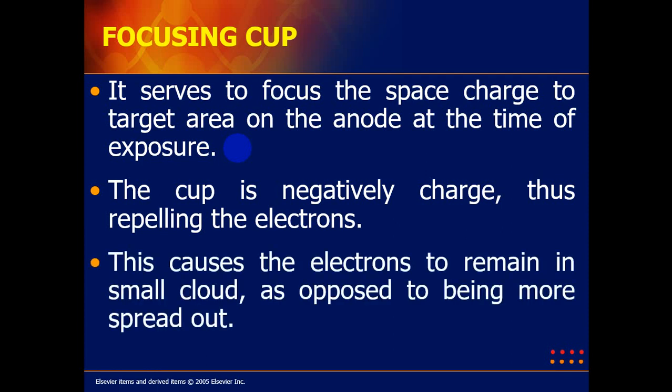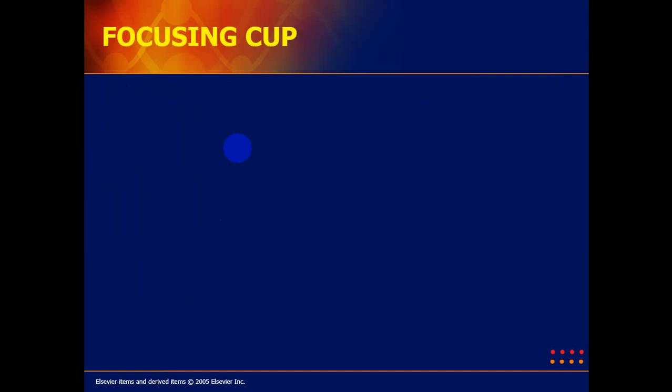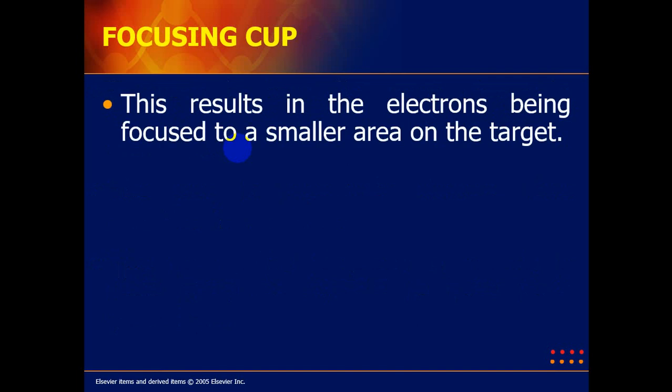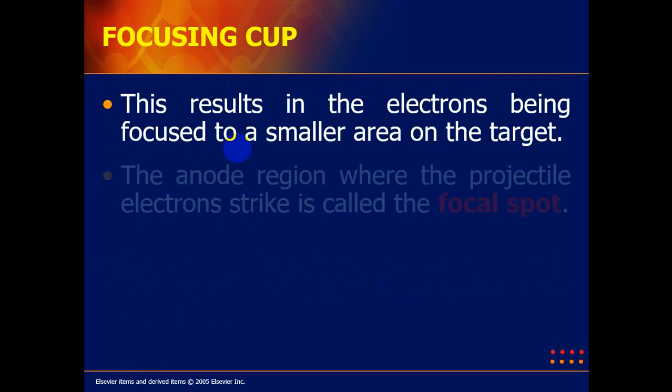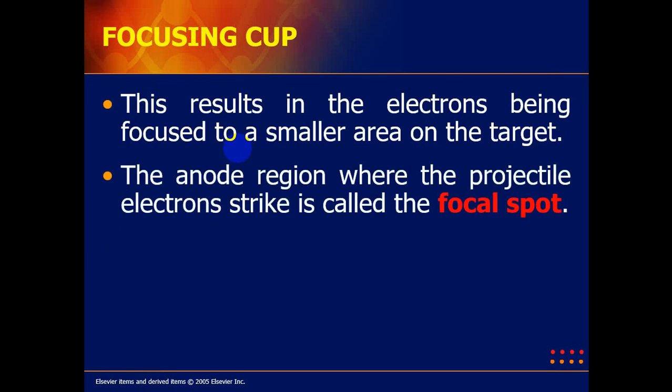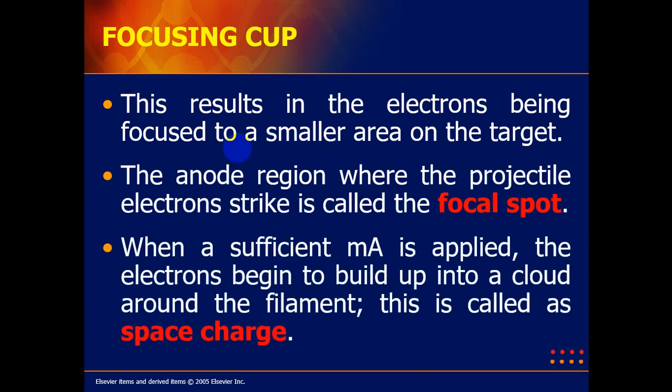So, this causes the electrons to remain in the small cloud, as opposed to being more spread out. Focusing cup results in the electrons being focused to a smaller area on the target. The anode region where the projectile electrons strike is called the focal spot. So when a sufficient MA or milliampere is applied, the electrons begin to build up into a cloud around the filament, and this is called the space charge.